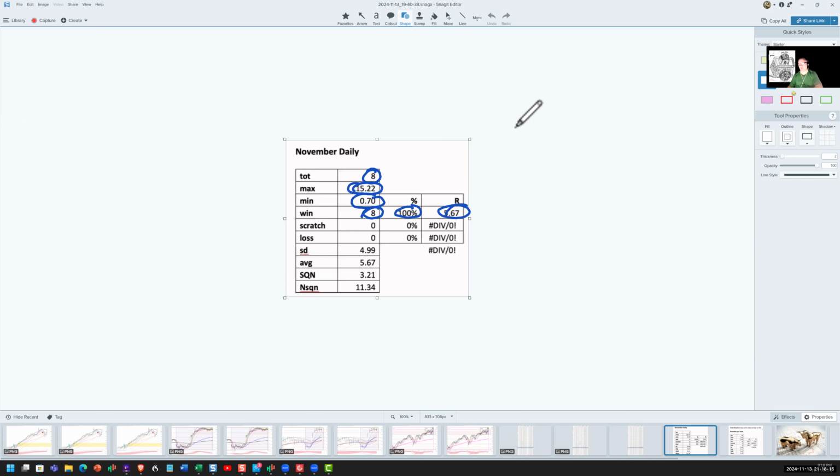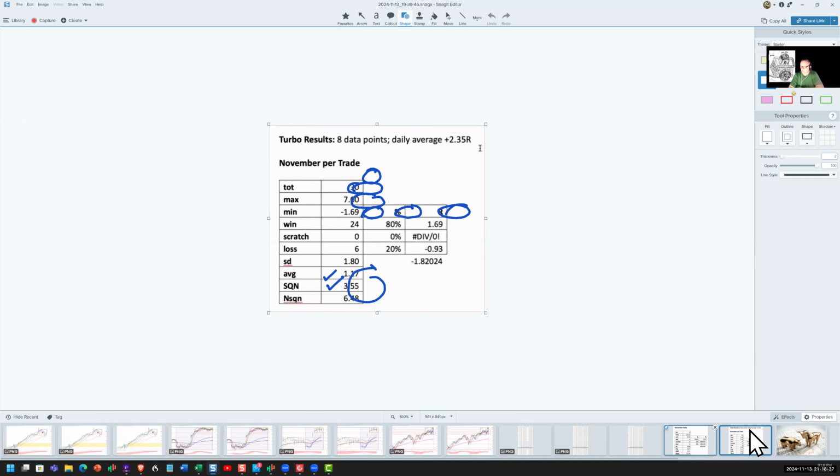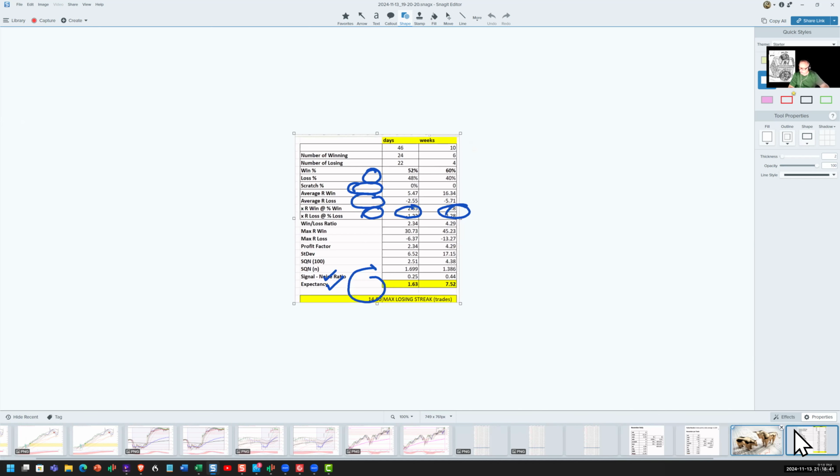And so when you get multiple trades a day and you have a high winning rate and reasonable payoff rate, those daily numbers start looking amazing for the system quality number and then the NSQN. So that's pretty good. We would take that.